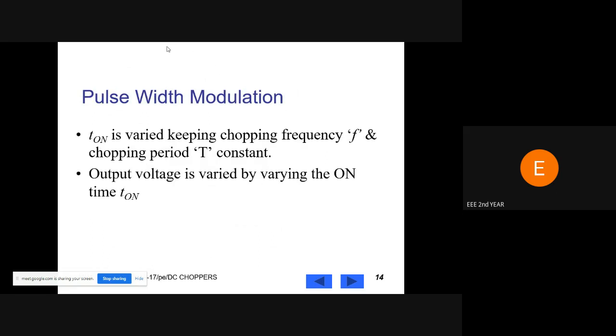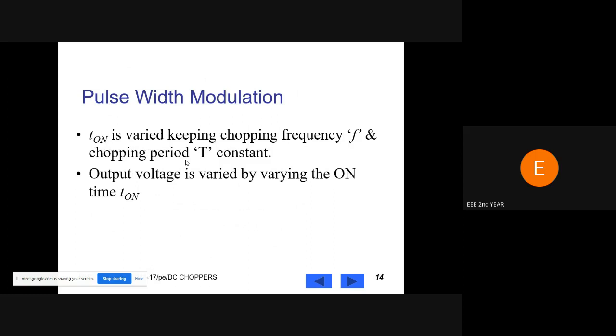So the first thing, pulse width modulation technique, which was already studied as a PWM technique. It's commonly called PWM, and here T on is varied by keeping your chopping frequency f and chopping period T constant. Where f is equal to 1 by T, your T will be maintained as a constant, but we can vary either the T on period or the T off period. So these two methods are applicable, where the total time period T is equal to T on plus T off.